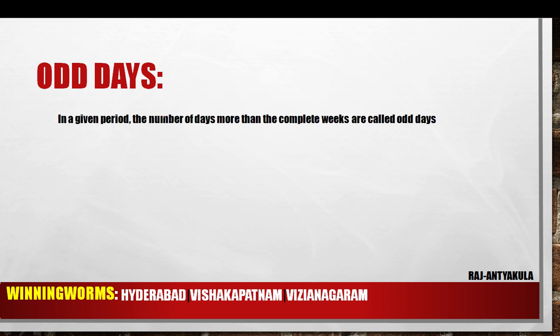Odd days. This is a very important concept with respect to calendars. What is an odd day? In a given period, the number of days more than complete weeks are called odd days. For example, 365 days. So 365 days can be written as 52 weeks. How am I writing 52 weeks directly? Simple. 365 when divided by 7, because a week contains 7 days. That is the reason we divide by 7.